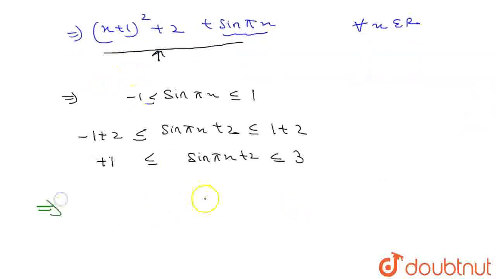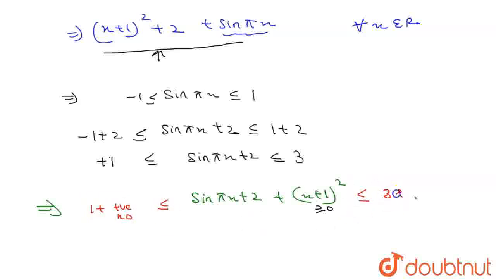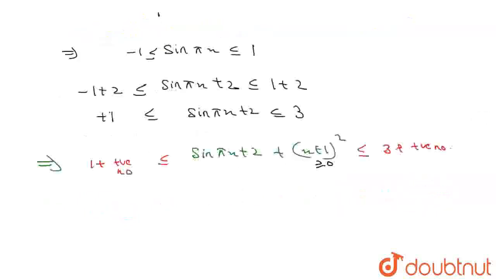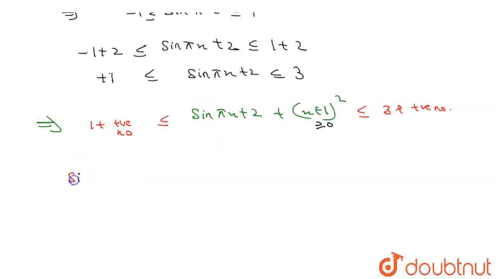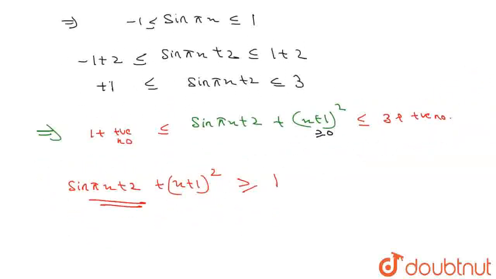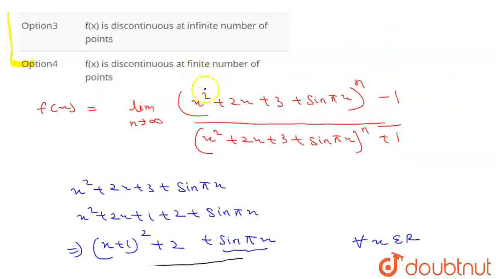Now we have to add sine of pi x plus 2 and (x plus 1) whole square. Basically (x plus 1) whole square is always greater than or equal to 0. So from here we can say that this is greater than 1 plus a positive number and less than 3 plus a positive number. So our function sine of pi x plus 2 plus (x plus 1) whole square is always greater than or equal to 1. Now we have proved that this function is always greater than or equal to 1, and this also is always greater than or equal to 1.